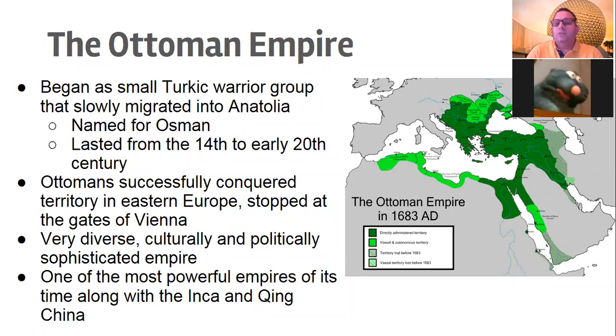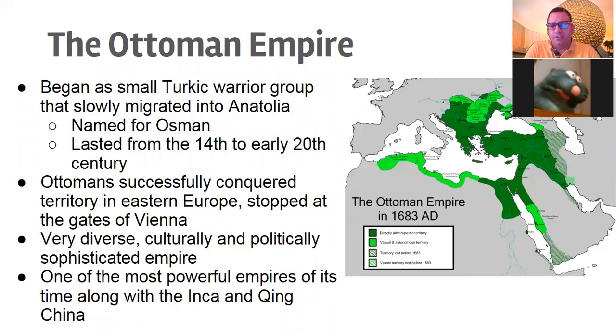They make it into Europe. They make it into Eastern Europe. They get all the way to the city of Vienna, which is the capital of the country of Austria. That's as far as they get. So they are successful in moving into Europe and of course also into North Africa.